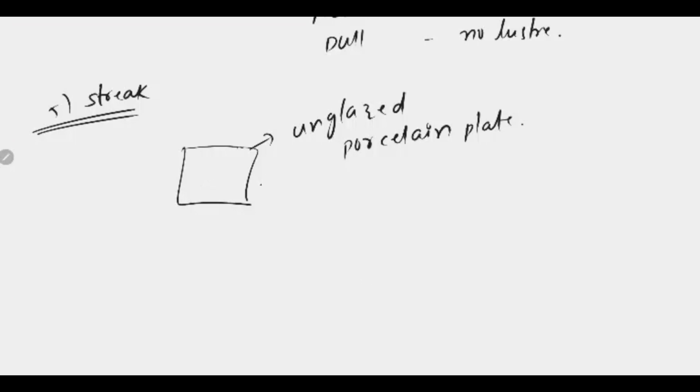we can guess the mineral name by considering the fine powdered color. Okay. And it is fairly constant in color and it is considered an important property for the identification of the mineral. Okay. Next, hardness. Very, very important.